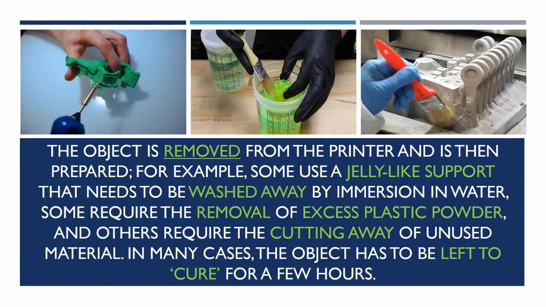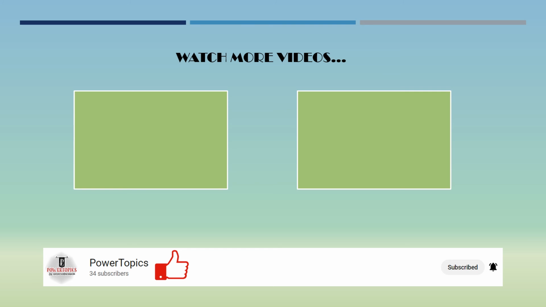Last but not the least, before you get your 3D printed object, it is removed from the printer and is then prepared. For example, some use a jelly-like support that needs to be washed away by immersion in water. Some require the removal of excess plastic powder, and others require the cutting away of unused material. In many cases, the object has to be left to cure for a few hours.